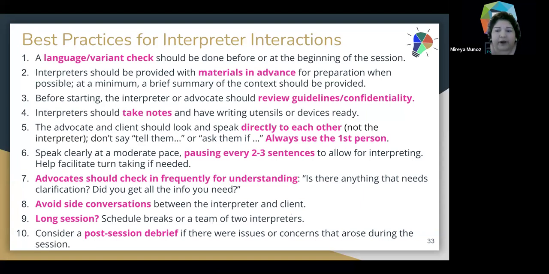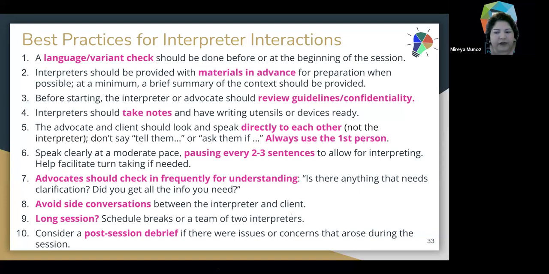Do I need an interpreter? What language will I be using? And if I am going to use an interpreter, how do I best support this interpreter? One is by providing as much information as I can to that interpreter, materials that he or she can prepare in advance for that encounter. So they can look up the materials, look at the vocabulary so that they can be best prepared. That will be beneficial, definitely 100%.